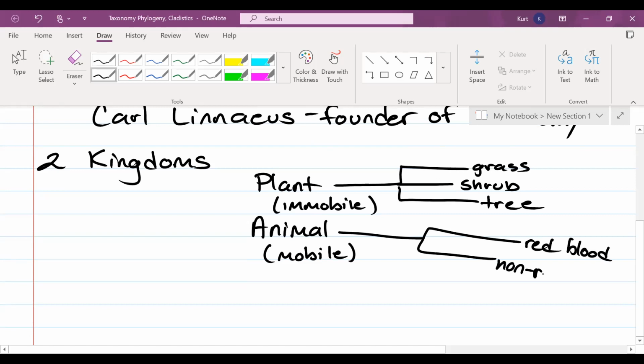This is the way it was for quite a while. Plant or animal, plant or animal. Remember, no one knew about bacteria. No one knew about viruses and all other stuff. But we're going to get there.